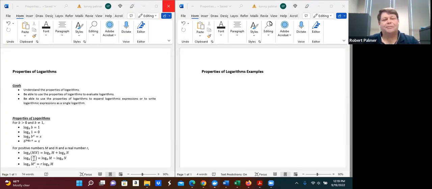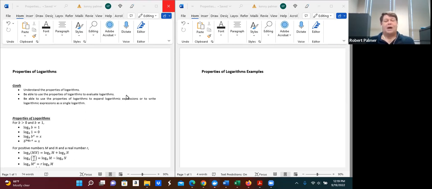Hello, welcome back. Today, we want to talk about properties of logarithms. These are some very useful properties logarithms have. We have to understand what they are and then how to actually use them. Our goals would be to understand these properties. We want to be able to use these properties to evaluate logarithms.